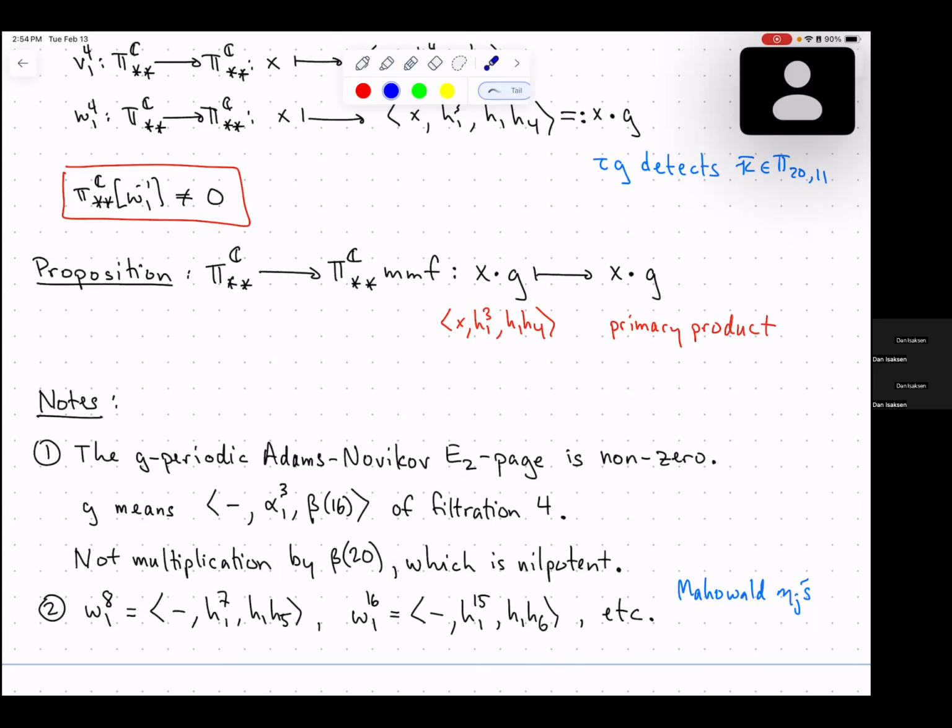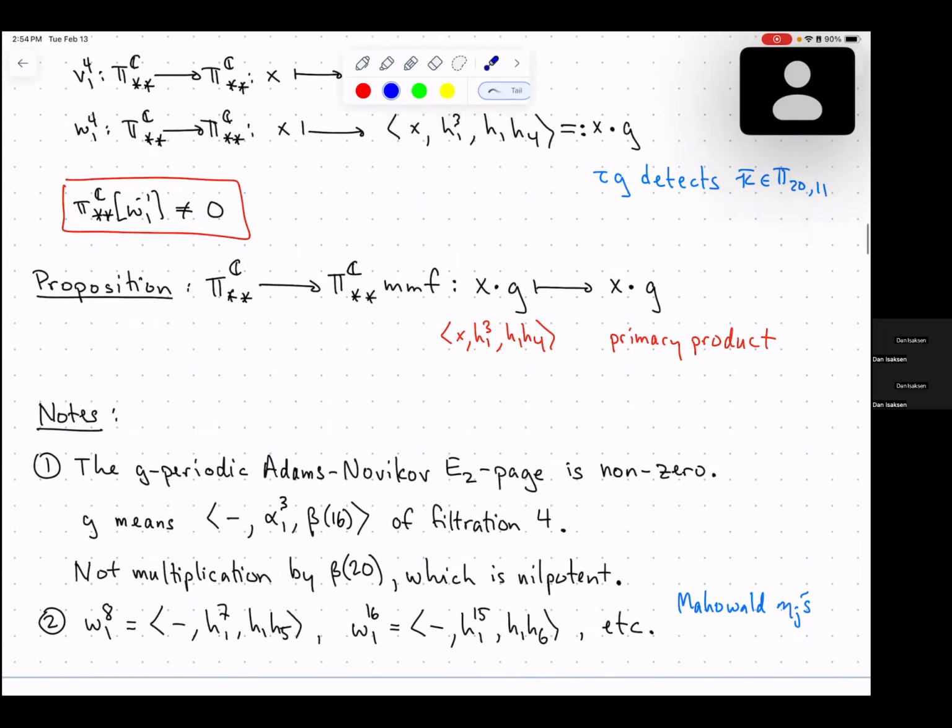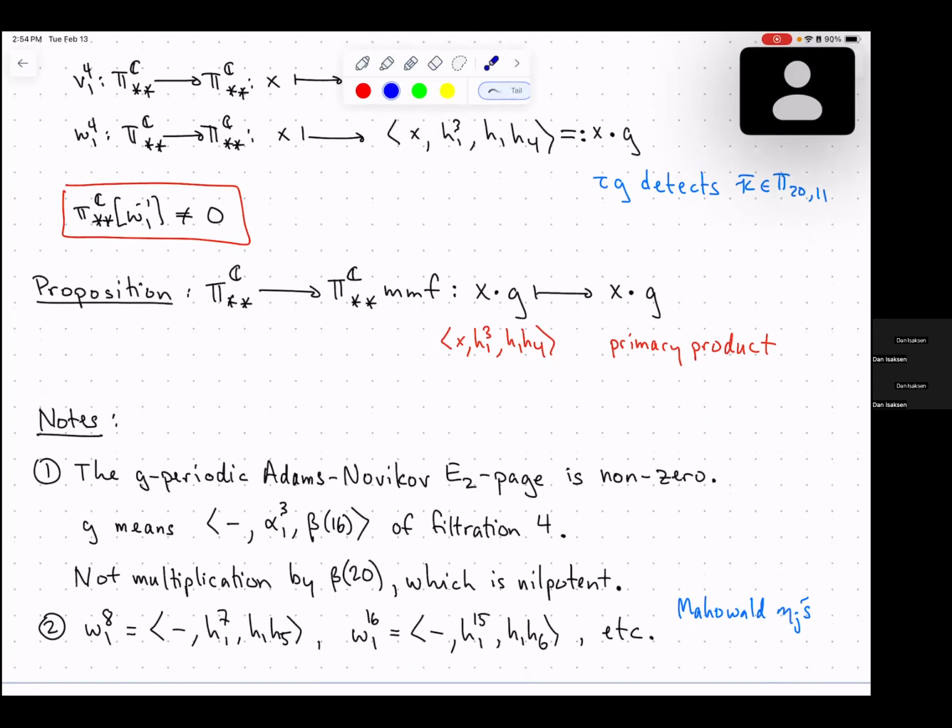All right. And then the other comment is that I wrote down W1 to the fourth in terms of H1 cubed and H1 H4, but you can do higher analogs. You can define a W1 to the 8th operator involving H1 to the 7th and H1 H5, or W1 to the 16th involving H1 to the 15th and H1 H6, and so forth. And higher ones, and so we're talking about these Mahowald eta J's showing up here. And the point is that this is only defined for classes that are killed by eta cubed.